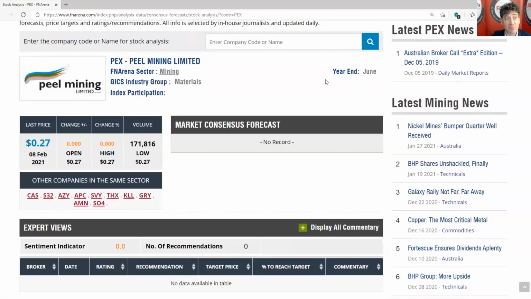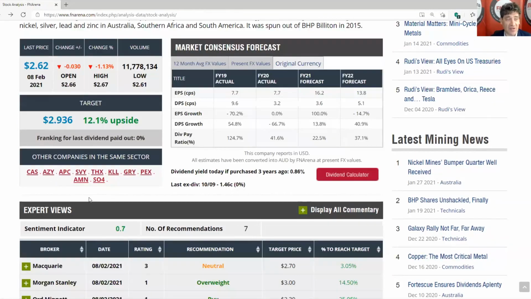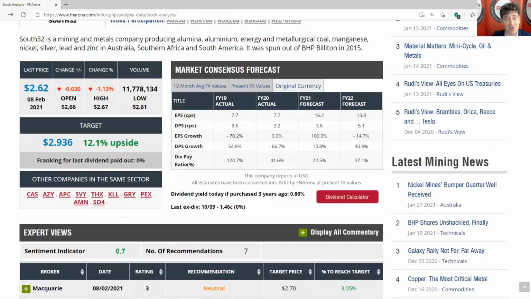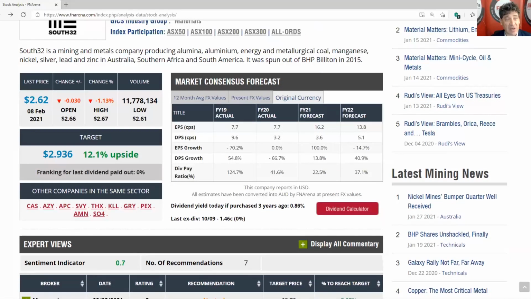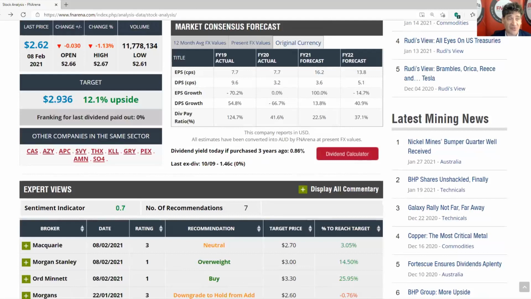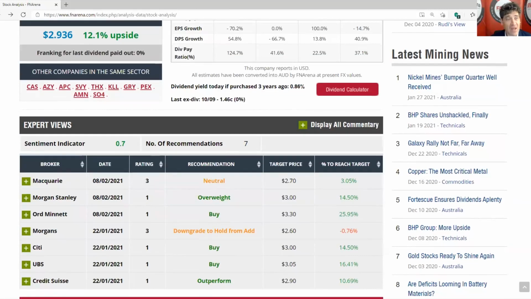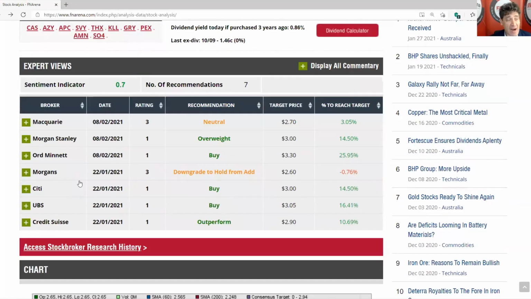In this case, that was Peel Mining, of which we don't know too much, to be honest. We can go around here all the time. There are other ways to compare companies, by the way, and I will quickly move to that one as well. Just have to be careful that I'm not stuck on stock analysis for the full time.